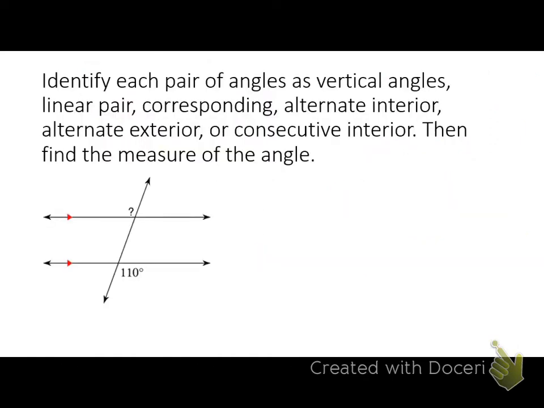The only difference is we're going to identify each pair of angles as vertical, linear, corresponding. We're going to do the same thing, but instead of saying they will be congruent or supplementary, you're actually going to tell me the measure. So if they're going to be congruent, you need to tell me what the measure will be. If they're going to be supplementary, tell me what that measure will be. So start with this one, tell me the relationship, and then tell me the measure of the question mark.